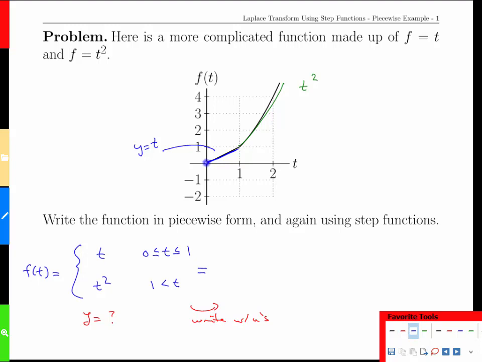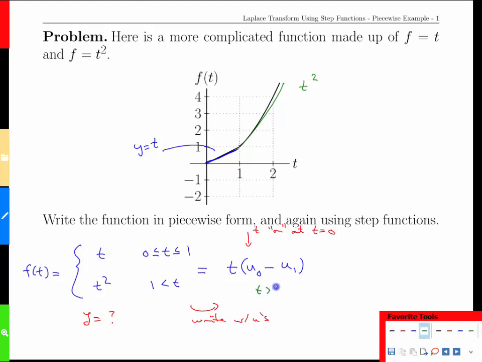Now the way we can do this is the function starts at time 0 with t. So we have t. And one of the ways to think of this u function is an on and off function. So we could say that t is being turned on at u0, or at time 0. Now, how can we turn it off? What if we want to stop that t value at time 1? If you work it through, if we subtract u1 from this, what's going to happen?